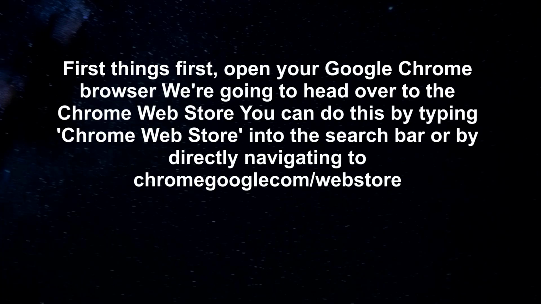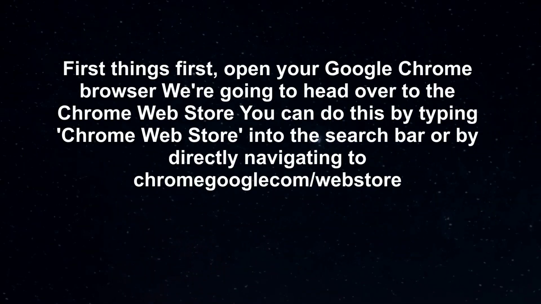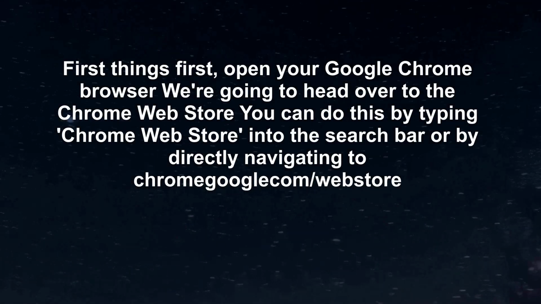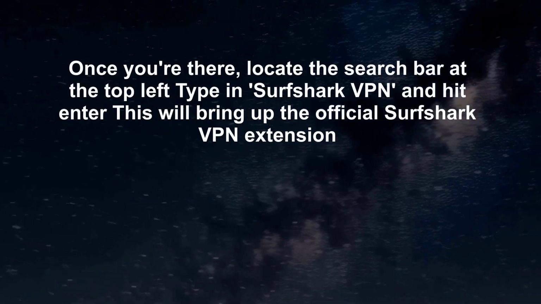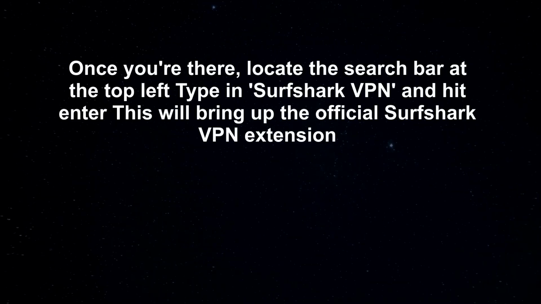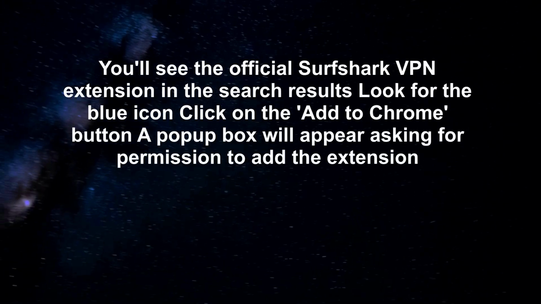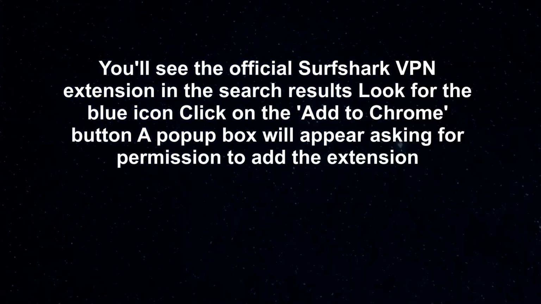We're going to head over to the Chrome Web Store. You can do this by typing Chrome Web Store into the search bar or by directly navigating to Chrome.com Web Store. Once you're there, locate the search bar at the top left, type in Surfshark VPN and hit enter. This will bring up the official Surfshark VPN extension. You'll see the official Surfshark VPN extension in the search results.